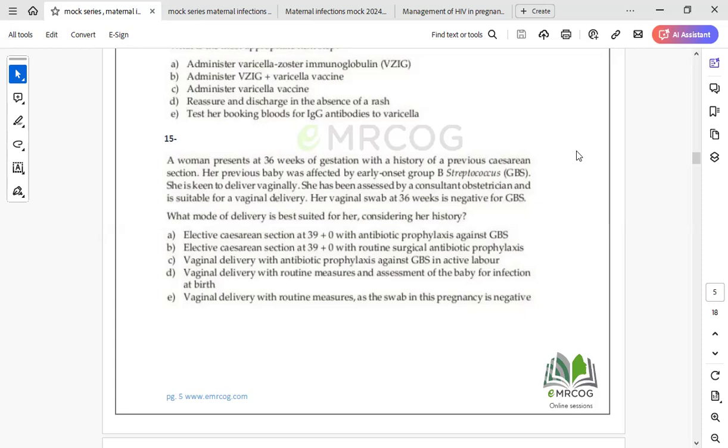This is the only indication for having screening during pregnancy in UK. Yes, excellent. We are doing the swabs 2 to 3 weeks before labor. So it's like near term.